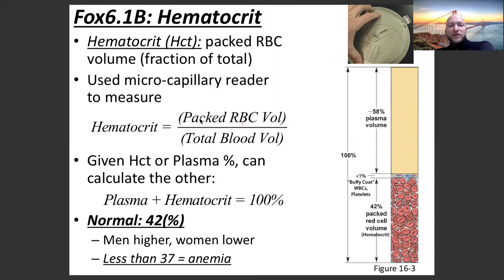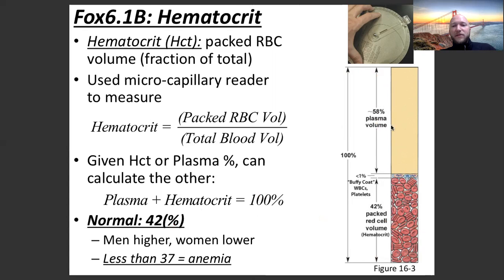So right here, hematocrit is equal to packed red cell volume, down here, divided by total blood volume, 100%. Given hematocrit or percent plasma, we can calculate the other. So plasma plus hematocrit should equal 100%. Normal is around 42%, but it varies. It could vary because of hydration levels. A number of different things can cause it to change slightly, but it should be 37 or above. Anything less than 37 is considered anemia.